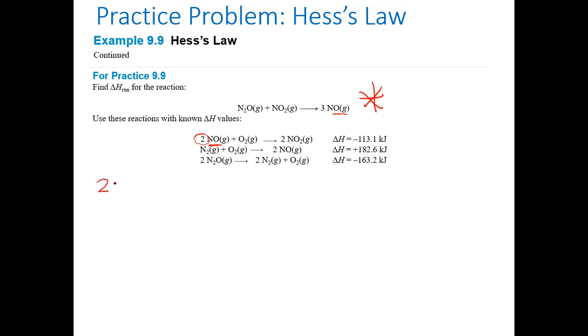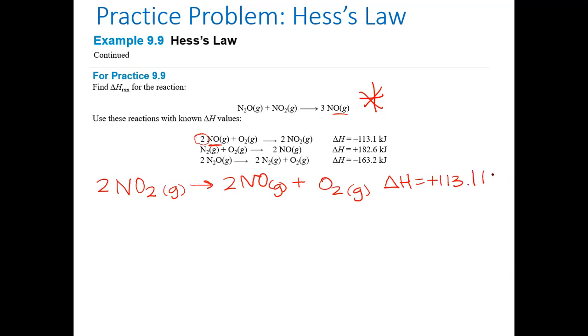Okay, so let's reverse it. NO plus O2. So then my delta H, I'm just reversing the sign. It's going to be positive 113.1 kilojoules. Okay, moving to the next equation. I don't need this or this. I do need this.